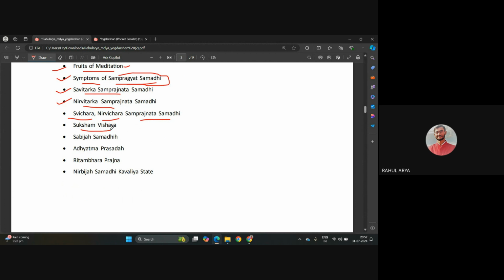Sukshma vishaya. So Sankhya philosophy describes that we have a total of 25 elements. But Yoga philosophy adds one more element, that is the God element. So according to Yoga philosophy, we have a total of 26 elements.